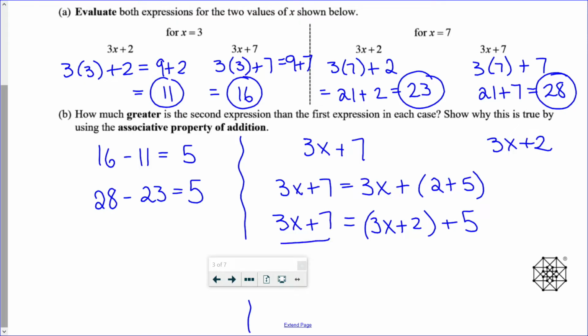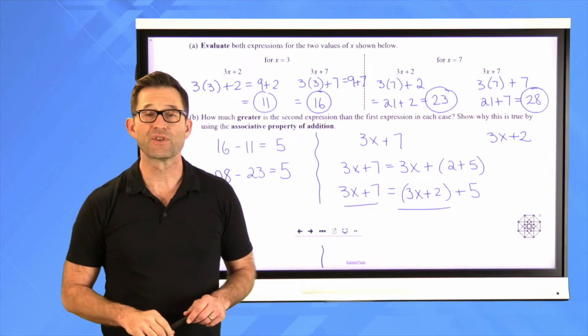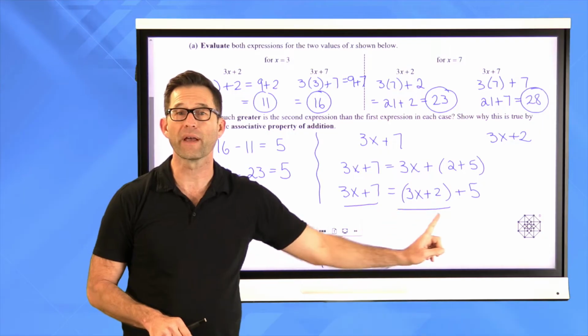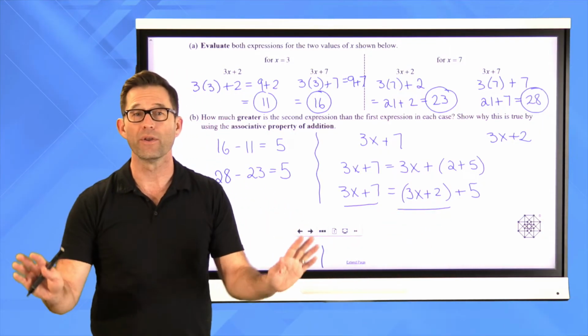And there we have it, right? There's our expression 3x plus 7. There's our expression 3x plus 2, and we can see that 3x plus 7 will always be 5 more than 3x plus 2. It doesn't matter what you put in.